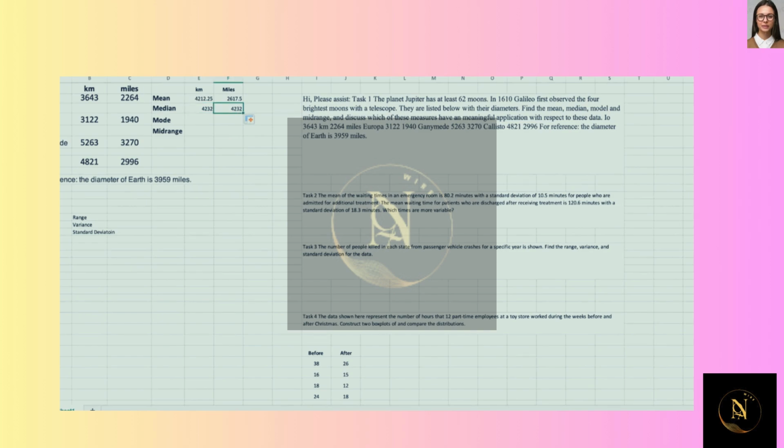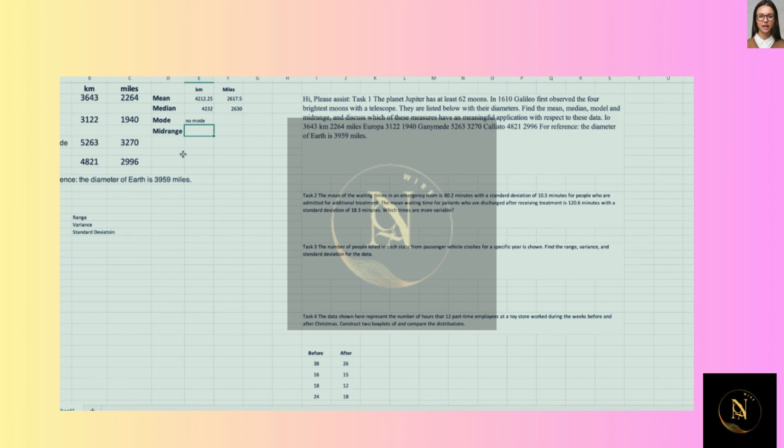Now for the miles, I'm going to add 2,264 to 2,996, and then divide it by 2, and I get 2,630 for the miles. The mode, there is no mode. Okay. The mid-range.